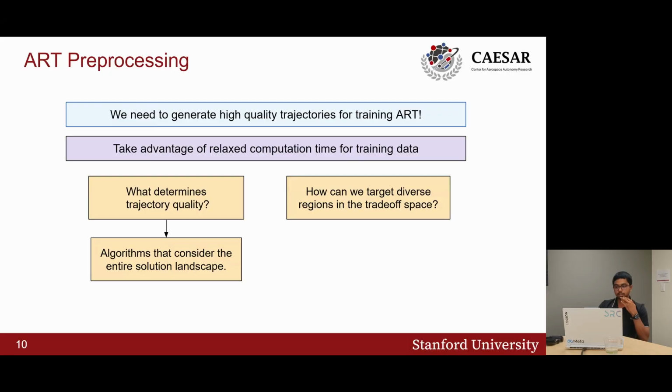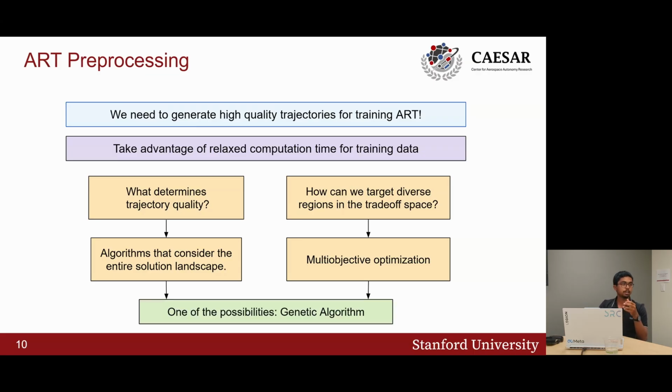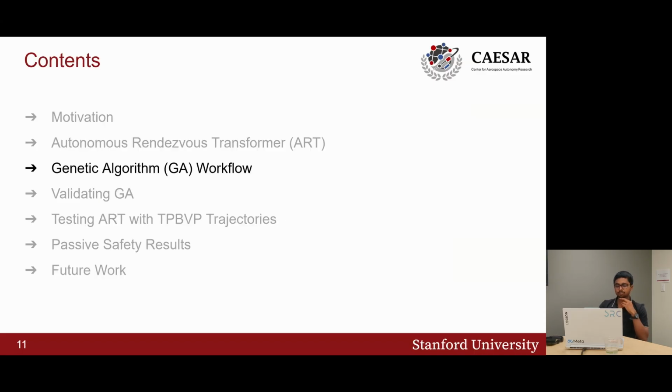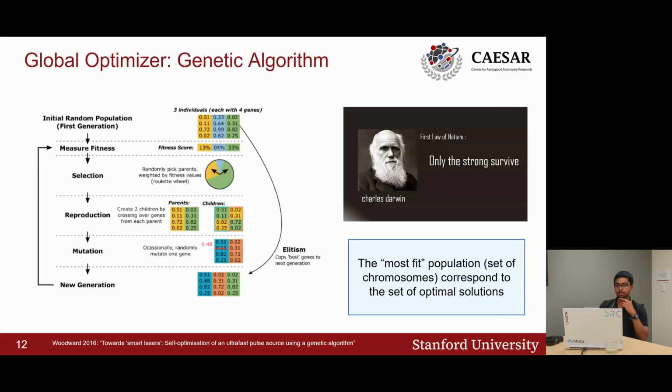Another way in which we can target diverse regions in the trade-off space, with competing fuel, time of flight, safety, and other scenarios, is to perform some kind of multi-objective optimization. One of the algorithms which considers both the entire solution landscape and multiple objectives is the genetic algorithm, which is what we have been using for generating all the training data. So I'll just quickly talk about that.